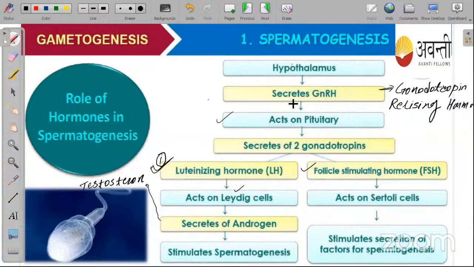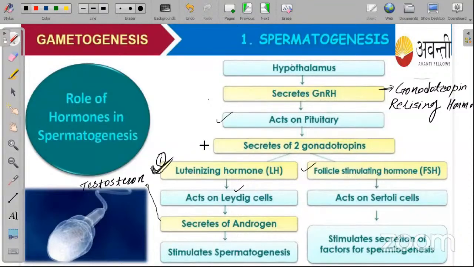So this complete pathway: the hypothalamus secretes GnRH, and it acts on the pituitary, which secretes luteinizing hormone, and it acts on Leydig cell. Leydig cell secretes androgen, that is testosterone, and this testosterone develops a sperm cell. So this is the pathway for generation of sperm cell. So luteinizing hormone has an important role in the development of sperm cell indirectly.